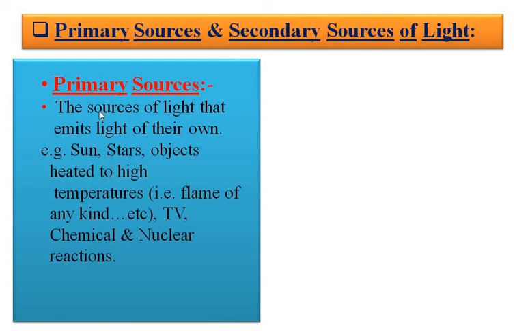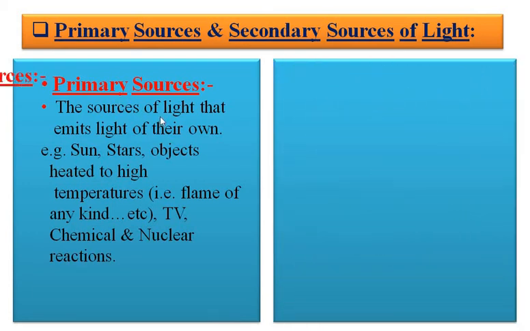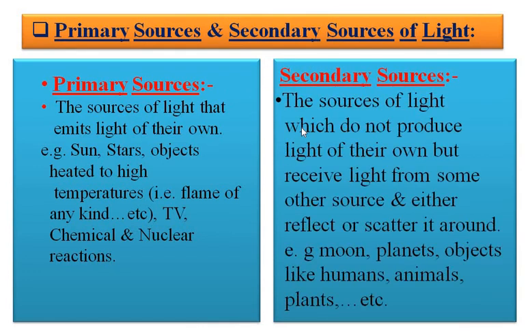What is meant by primary source? The source of light that emits light of its own is called a primary source. And secondary source is the opposite of the primary source. Secondary source means the source of light which does not produce light of its own but receives light from some other source and either reflects or scatters it around.